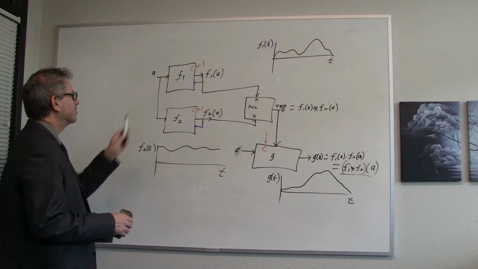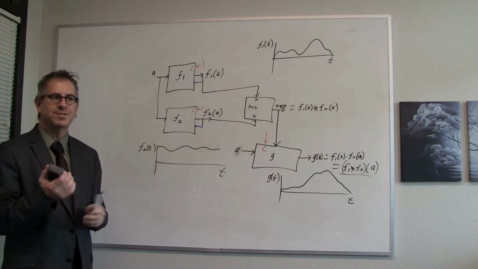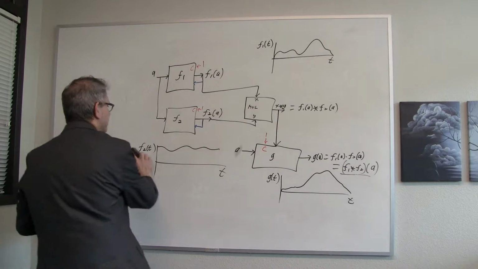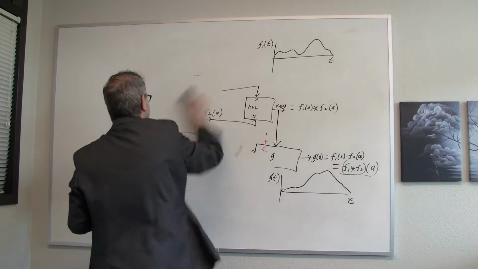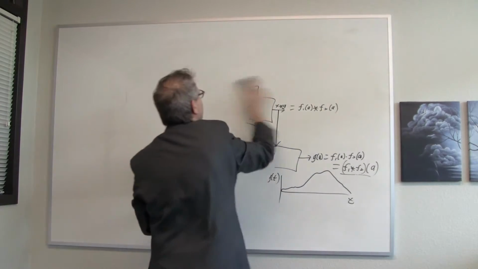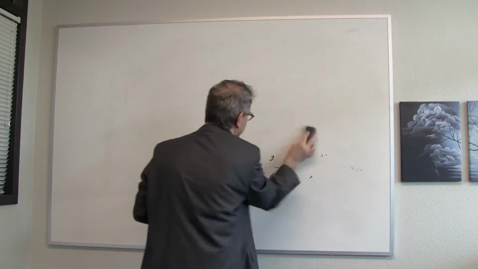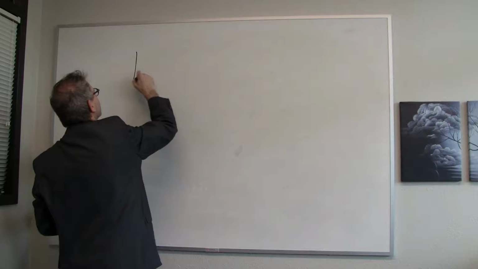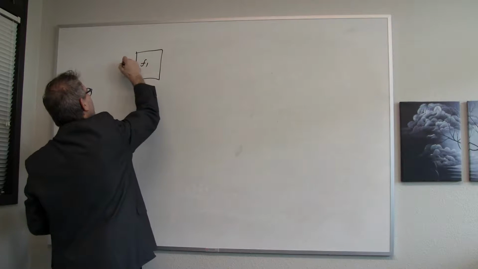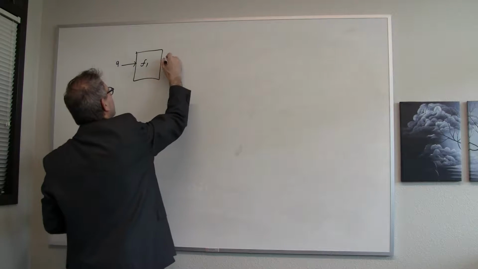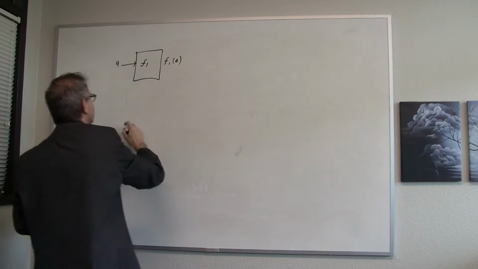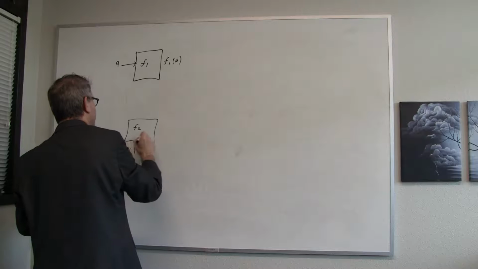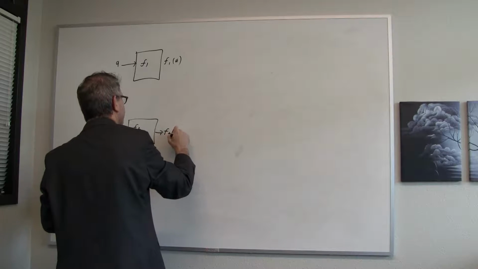So a two-dimensional version, the function that's a function of two variables, could be captured in a similar way. So let me redo this setup, but let us supply different inputs to F1 and F2. So for example, here's F1. It takes an input A and generates an F1 of A. And here's F2, and it takes an input B and generates an F2 of B.